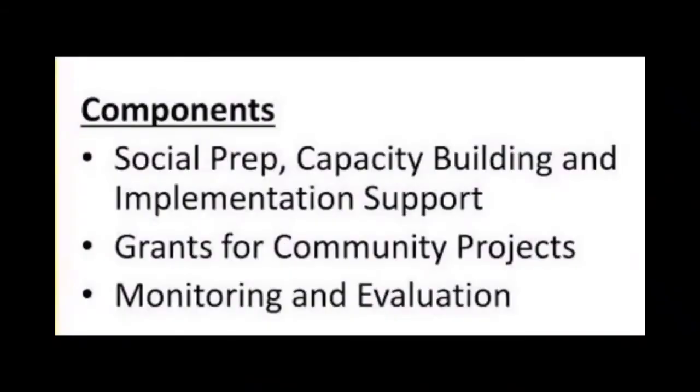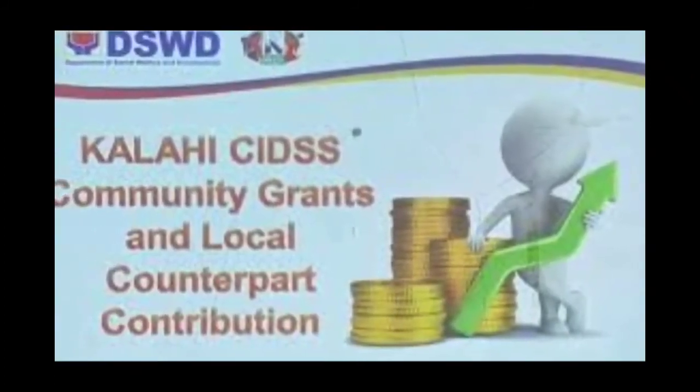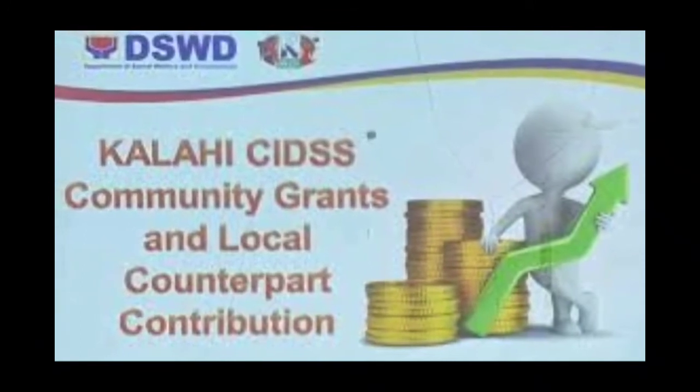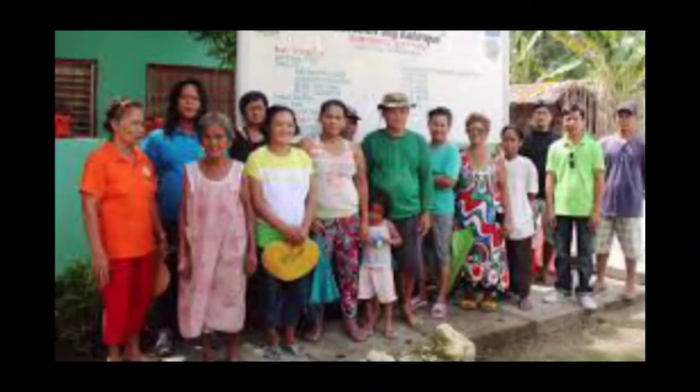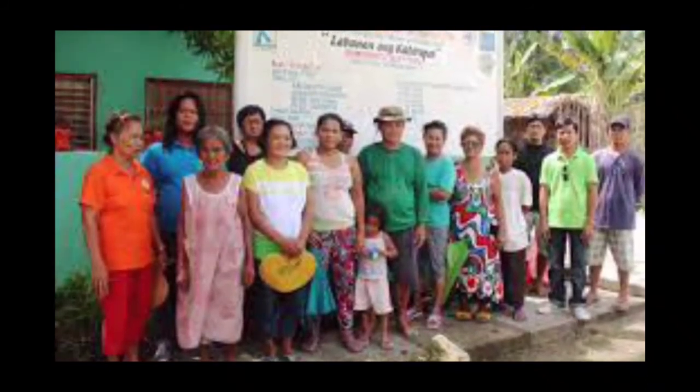The Kalahi-CIDSS National Community-Driven Development Program or the KC-NCDDP has three project components. These are the community grants, capacity building and implementation support or the CBIS, and project management and M&E. Community grants is to fund social preparation and planning activities of communities and implementation of small-scale community projects. LGUs and community beneficiaries contribute cash, labor, and materials.